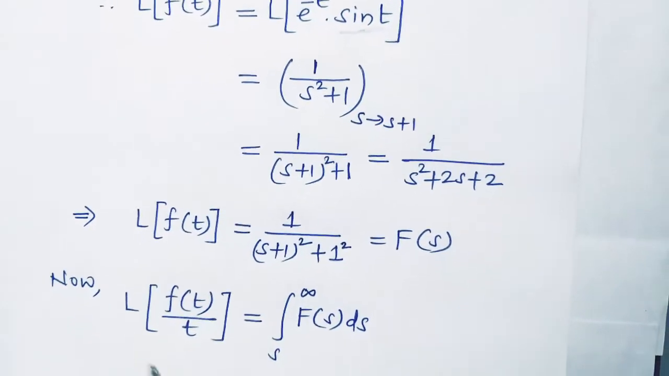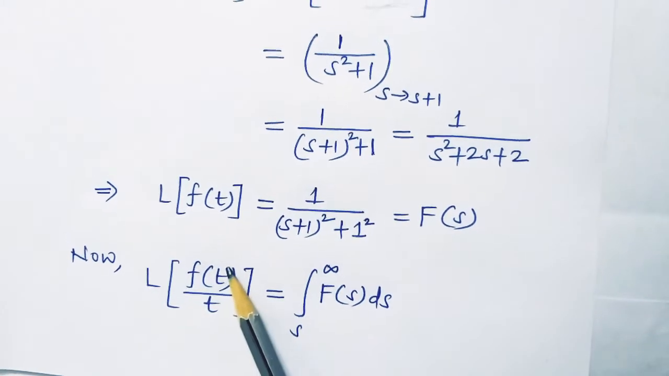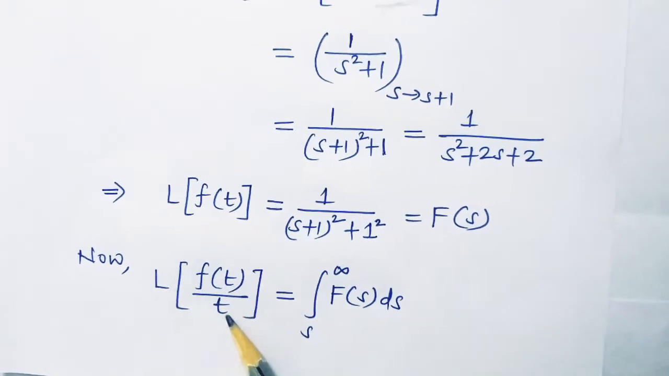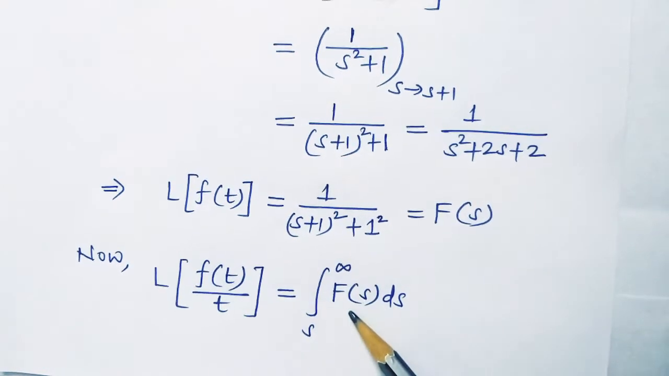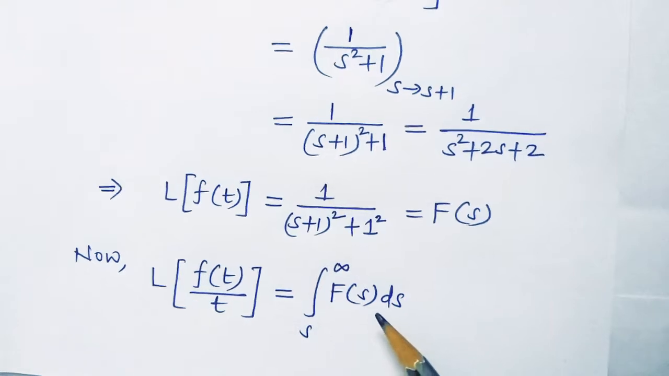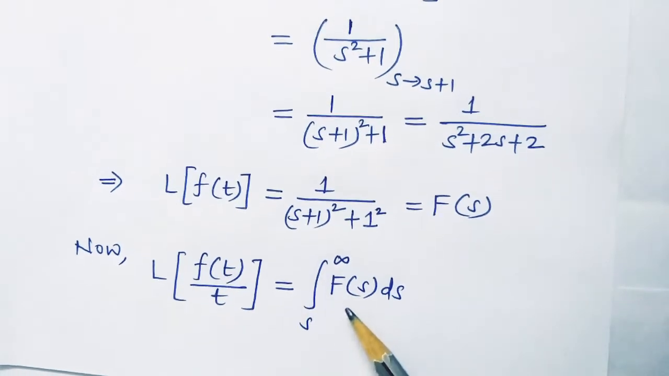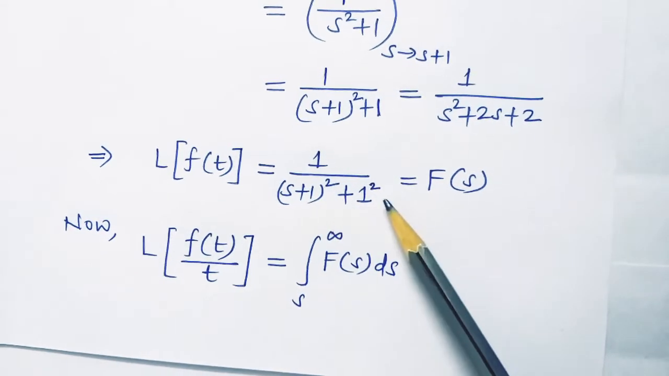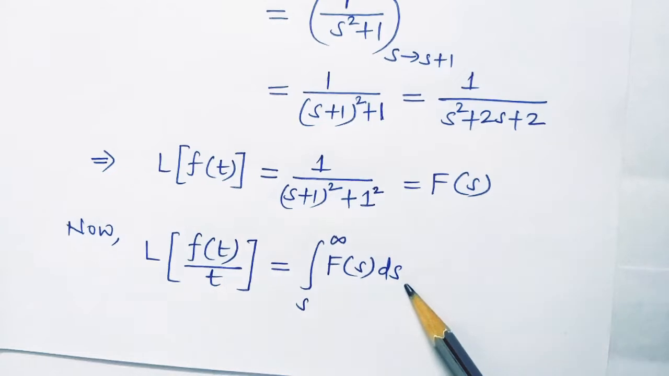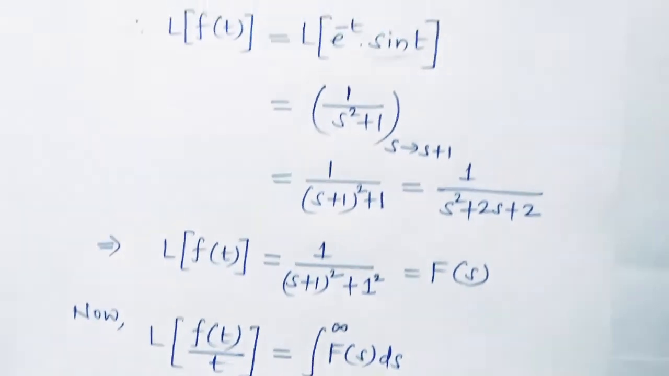So again, we can apply the standard form, that is Laplace transform of f of t divided by t is equal to integration between s to infinity F of s ds. So in the next step, we will straightaway replace the value of F of s by 1 divided by (s plus 1) whole square plus 1, and we can integrate that function with respect to s between s to infinity.